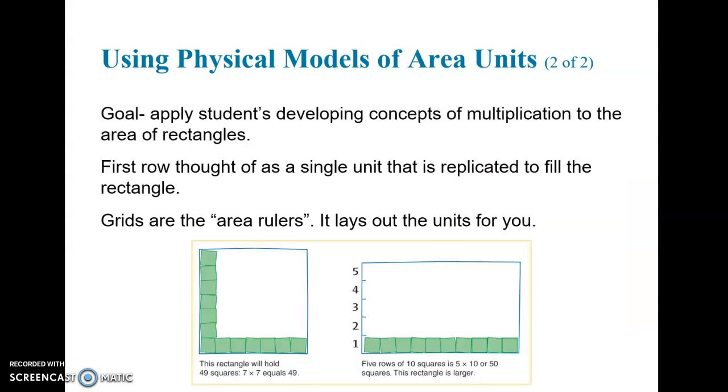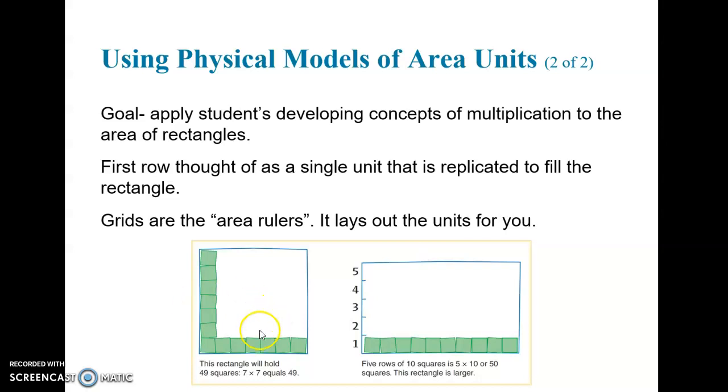The goal of this activity is to apply students' developmental concepts of multiplication to areas of rectangles without introducing a formula. In order to count a single row of squares along one edge and then multiply by the length of the other edge, the first row must be thought of as a single unit that is then replicated to fill the remaining rectangle. Students may attempt to draw the squares in. However, many use rulers to determine the number of squares that will fit along one side, and from that use multiplication to determine the total area.